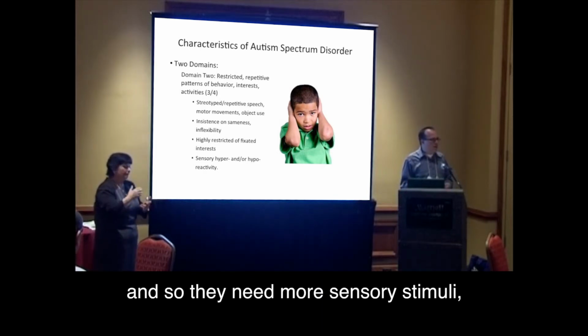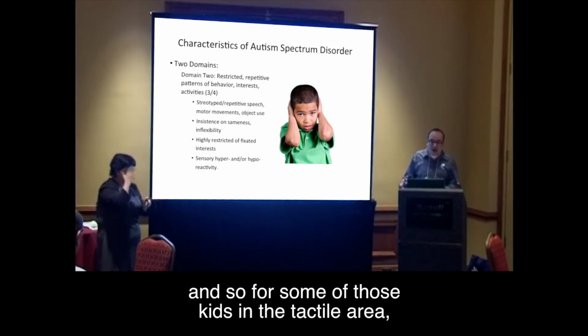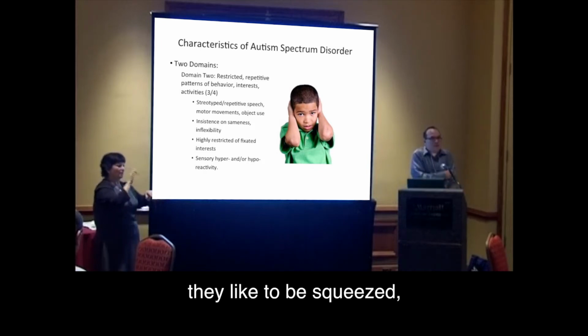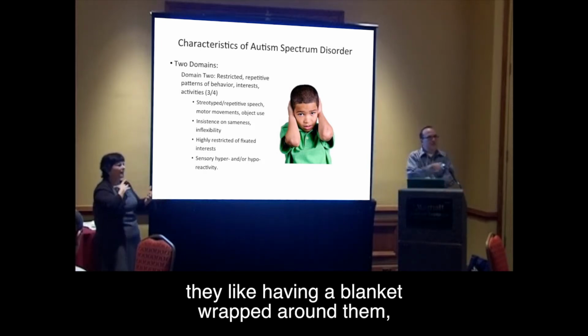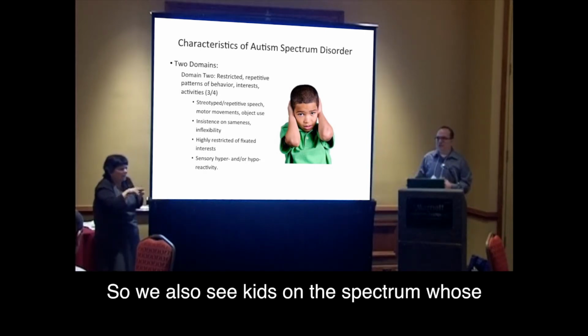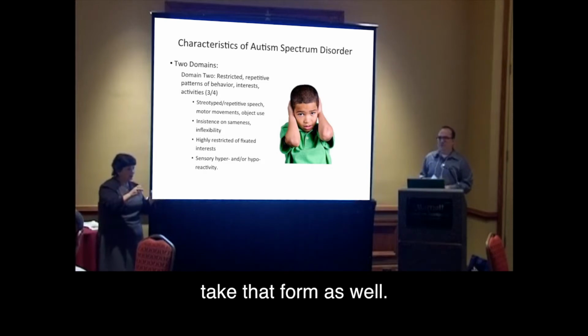And so they need more sensory stimuli. For some of those kids in the tactile area, what they need is just a lot of touch. They like to be squeezed, they like having a blanket wrapped around them and things like that. So we also see kids on the spectrum whose sensory processing issues take that form as well.